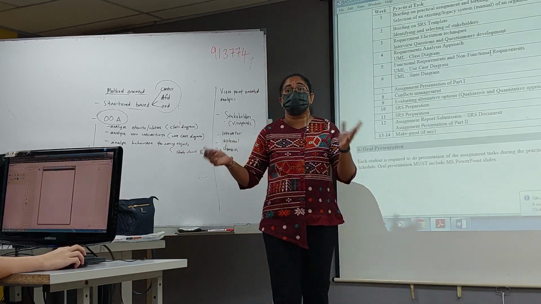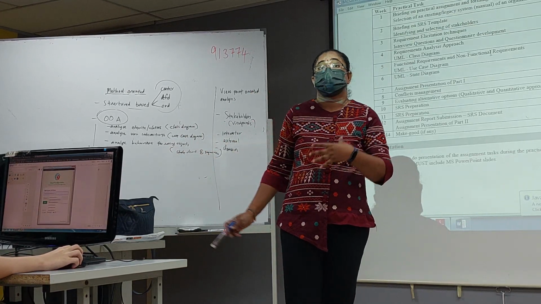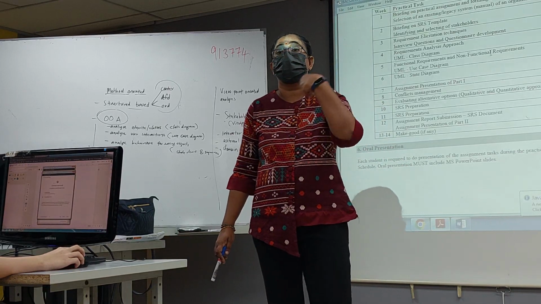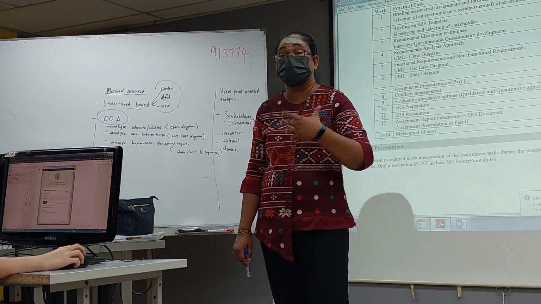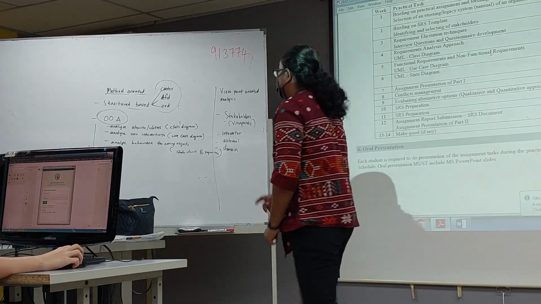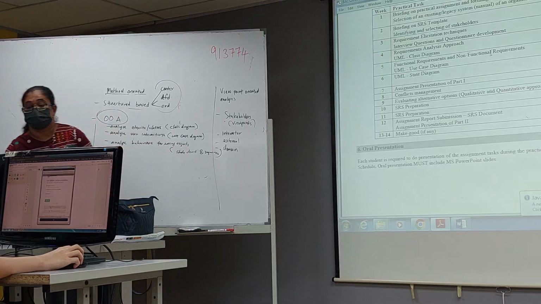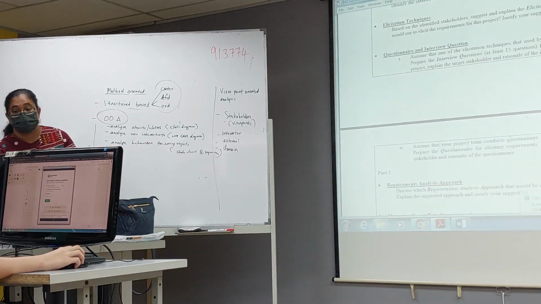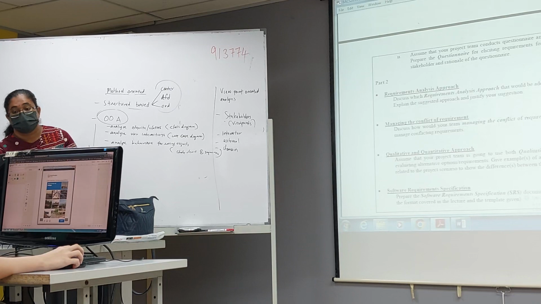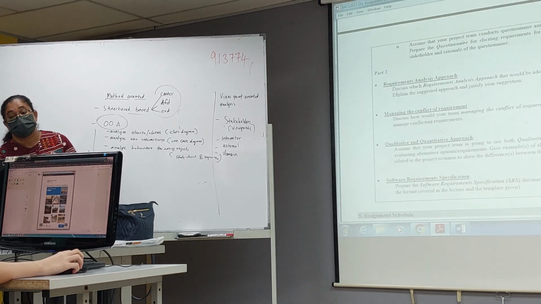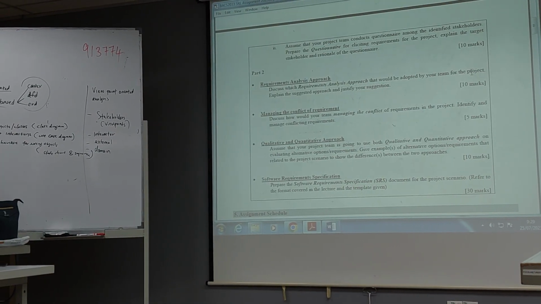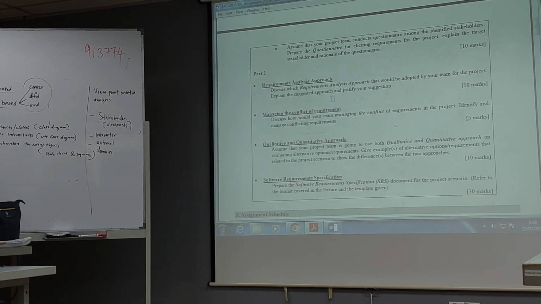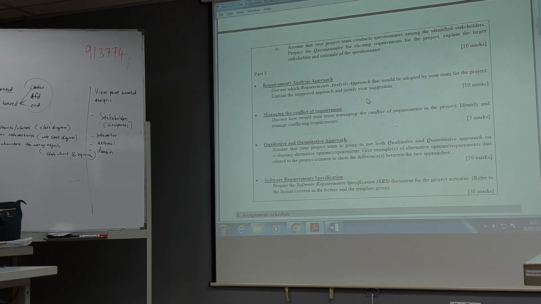No worries, no extra marks or fewer marks for any approach. It depends on you how well you explain, how well you analyze. Okay. So for example, let's look at the question. Okay, so you are almost done with part 1. So part 2 first task, we are stepping into part 2 first task. Discuss which requirement analysis approach would be adopted for your team project. Explain the suggested approach and justify your suggestion.